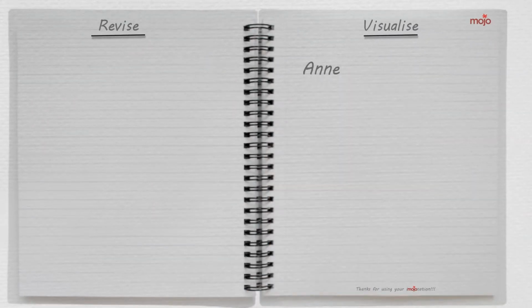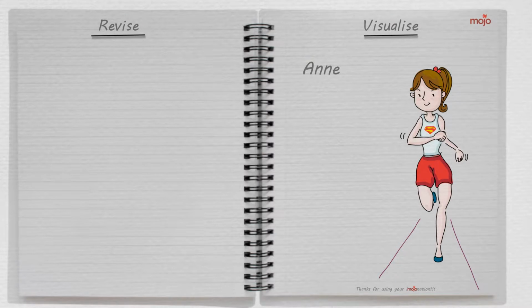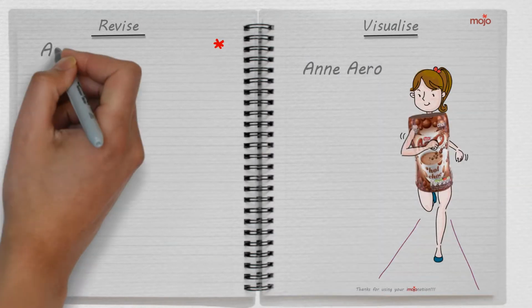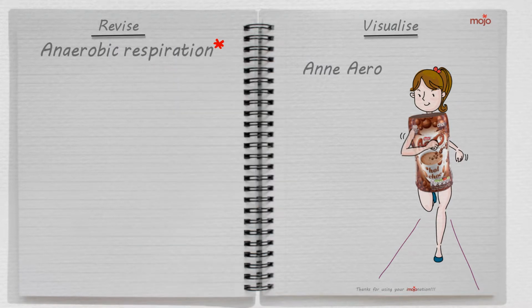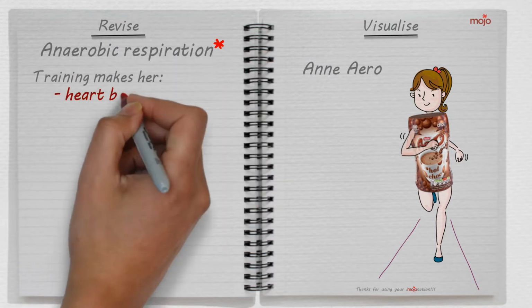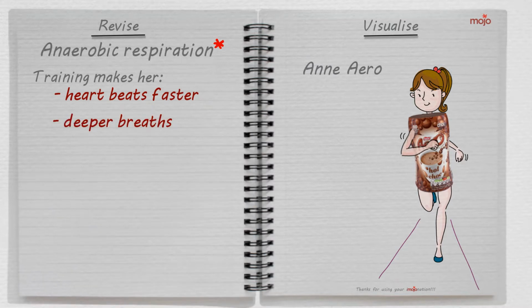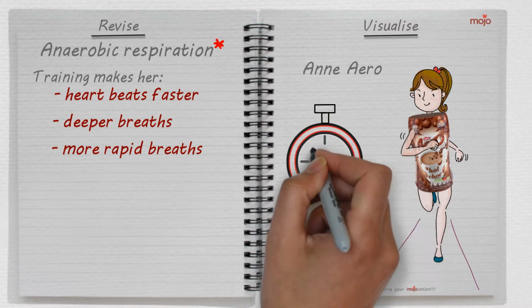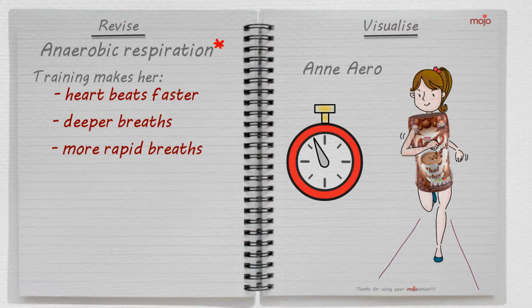Meet Anne. She's an athlete. Anne is sponsored by Anaerobic, which reminds you that this is about anaerobic respiration, of course. When Anaerobic trains hard, her heart beats faster, she breathes more deeply and more rapidly to get more oxygenated blood to her muscles. Anaerobic has an old stopwatch she uses to time her training runs. The tick-tock sound makes her legs move faster.